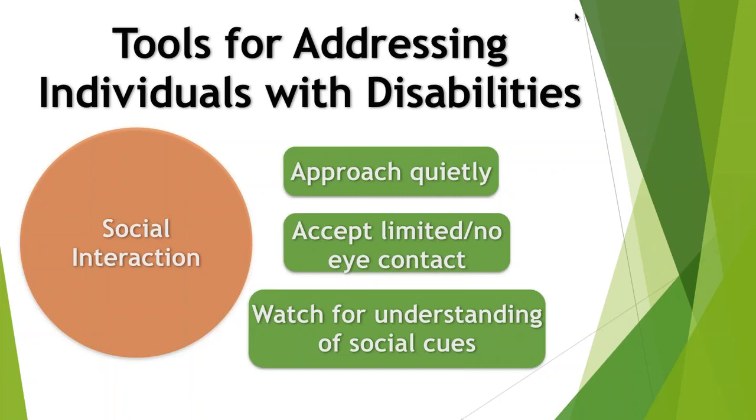If we want to watch for a child's understanding of social cues, they'll tell us by their behavior how they're interpreting what we're doing. So if we approach a child who has autism spectrum disorder and they back away, then we know that that's communicative. That behavior is telling us that we've gotten too close, that their social interaction skills don't want that physical proximity that we're giving them, so we need to back away.